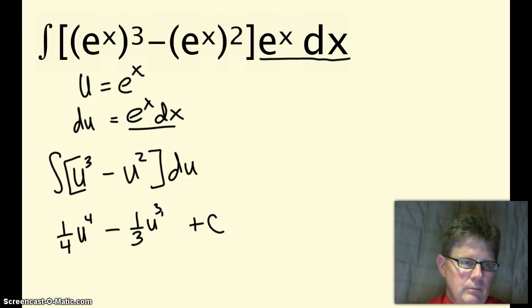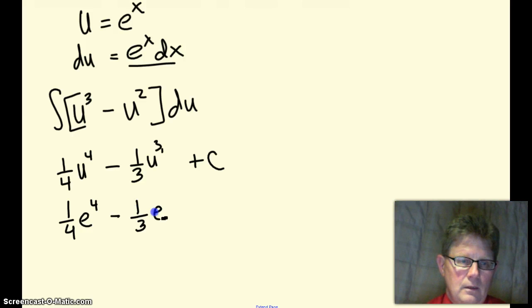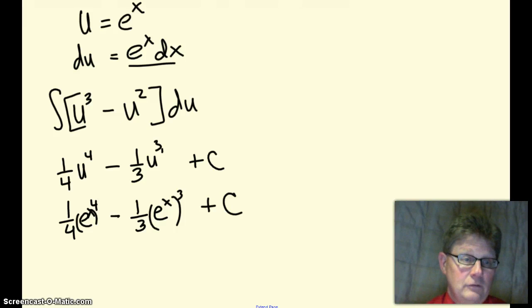Plus c. So 1/4 e to the 4th power minus 1/3 e to the x raised to the 4th power, e to the x raised to the 3rd power, plus c. Yeah, it was really that easy, just a simple substitution. Next!